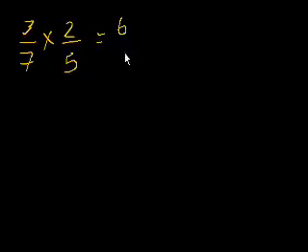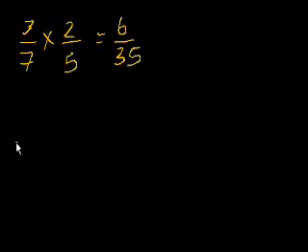What if I had 3/7 times 2/5? Well, multiply the numerators. 3 times 2 is 6. 7 times 5 is 35. That's it. Let's do some negative numbers.